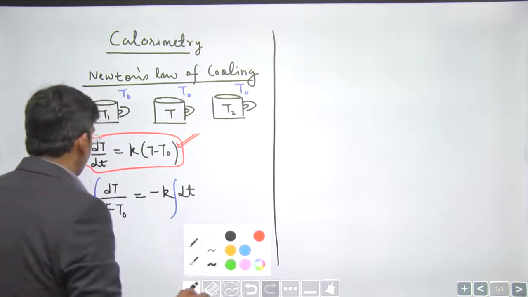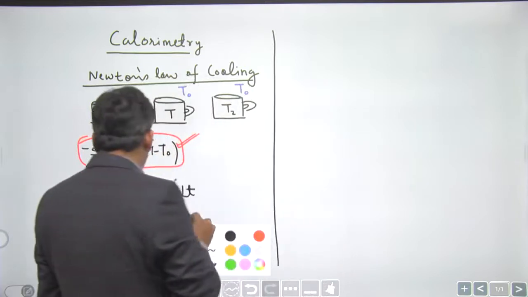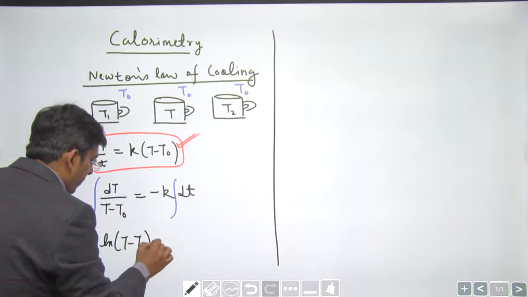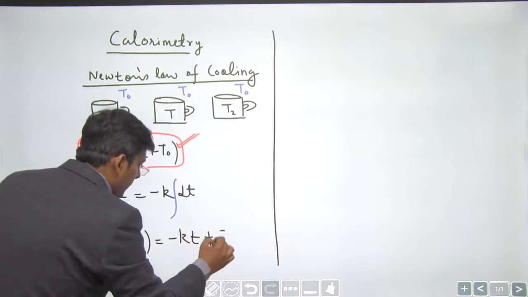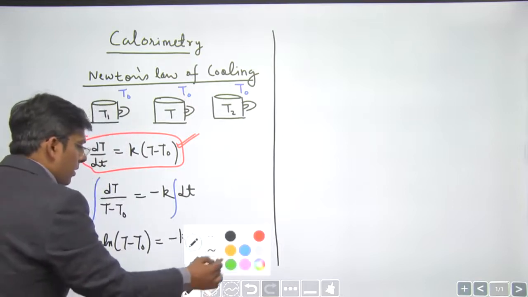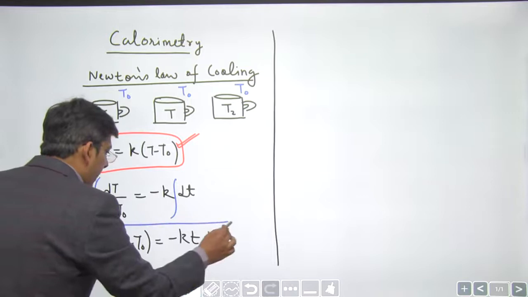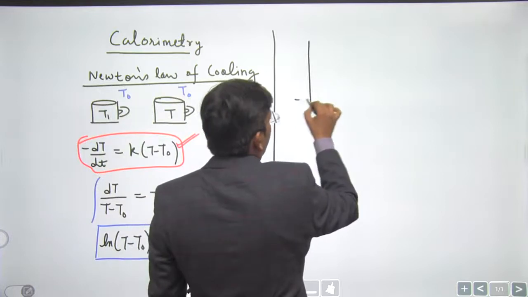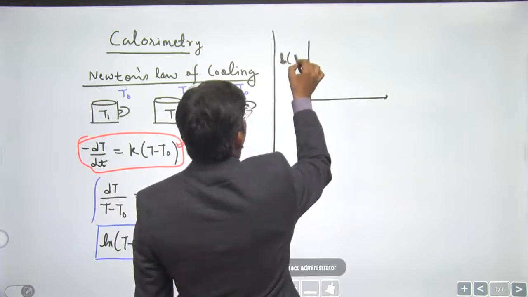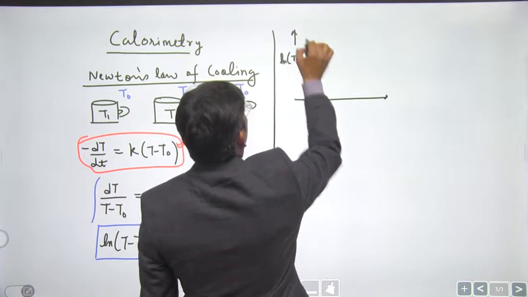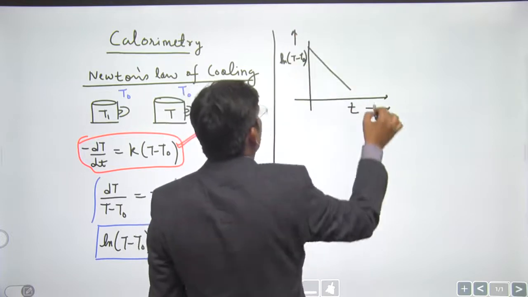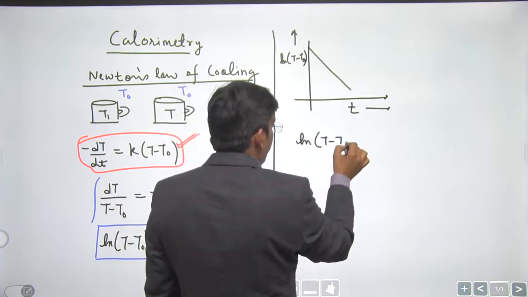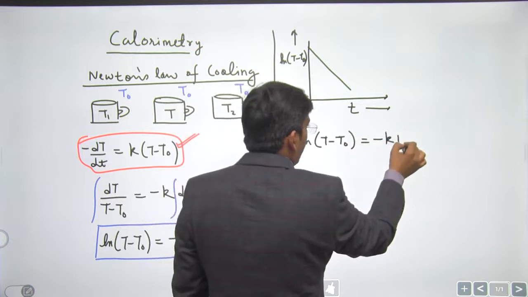Now let us integrate both sides. So the integral of 1 over (T minus T naught) is going to be ln (T minus T naught) without limits, equals minus kt plus some constant; that constant is the integration constant. So we have got a graph here. Ln of the difference between the temperature of the system and surroundings is going to be a straight line with a negative slope. Ln (T minus T naught) versus time is going to be a straight line with a negative slope. Okay, right. Now you know that ln (T minus T naught) is equal to minus kt plus C.